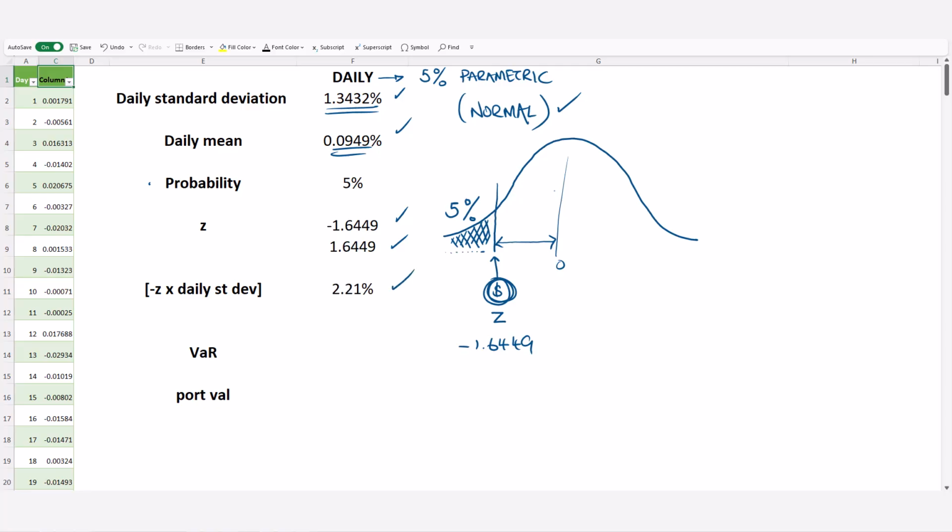That comes to 2.21. In other words, this point here, which isolates the lower 5% of my returns, is 2.21% below my mean return. That is my mean return. So that allows me to calculate VaR. I know what my mean return is on a daily basis.